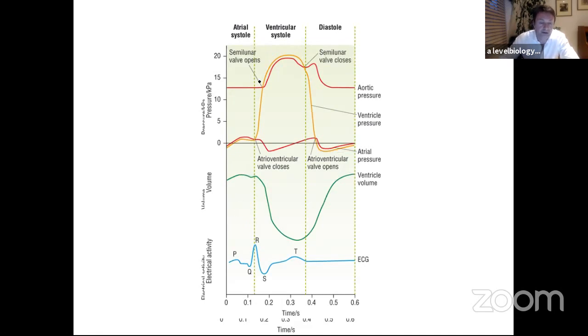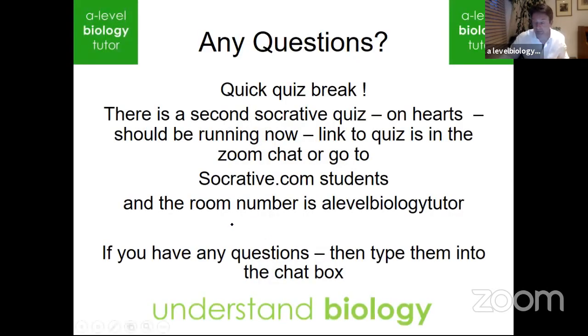Okay, so if we add on to this some of the volume changes in the ventricle, then you can see that the volume decreases here as the pressure goes up. And then this is the electrical activity, which we're going to look at a bit later. So the P wave is atrial systole, so atrial systole occurring here. The QRS wave is the electrical activity associated with contraction of the ventricle, and then the T wave is ventricular recovery. Okay, now's your time to ask any questions, and I'll load up the next quiz.